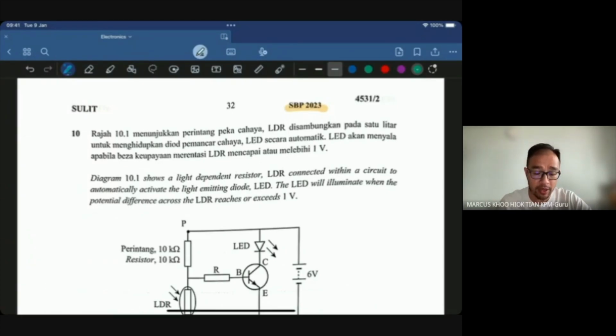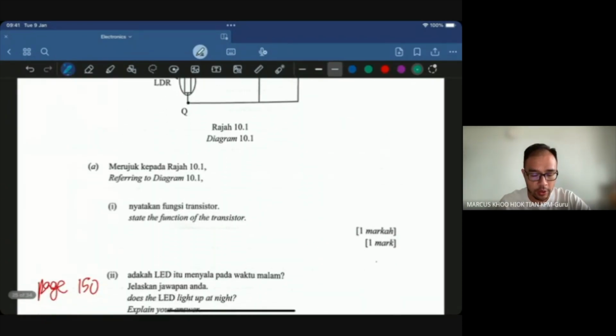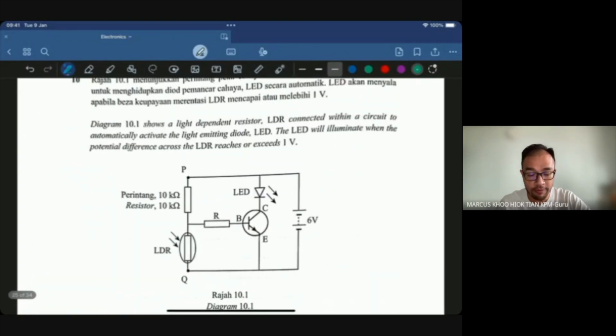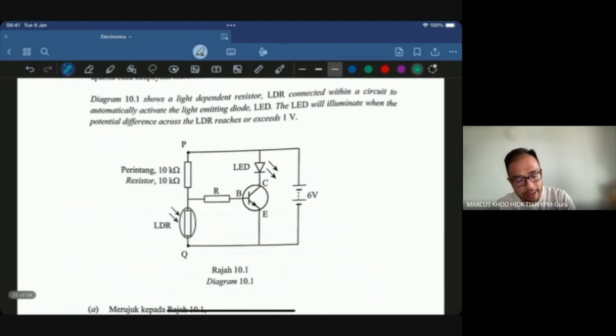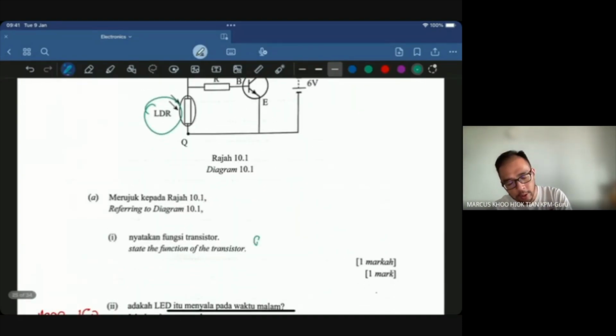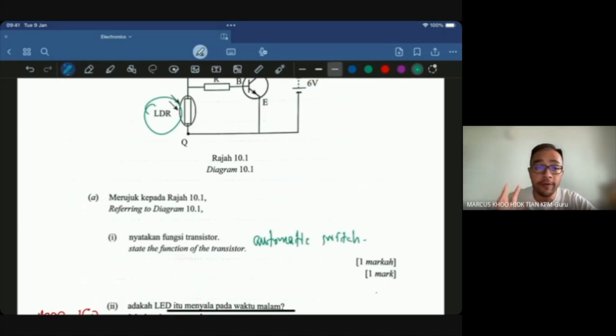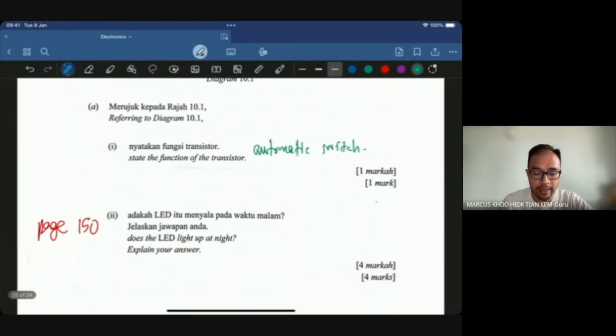So this is an essay question, okay? State the function of the transistor with regards to this. If you have an LDR circuit, this is an automatic switch, not a current amplifier. Current amplifier, you want to have mic, speaker, those are current amplifier situations. Okay, automatic switch. Does the LED light up at night?